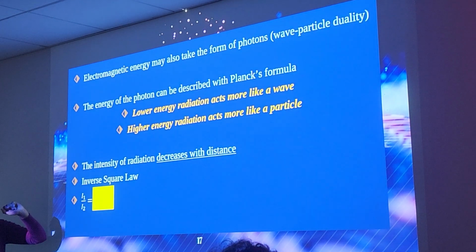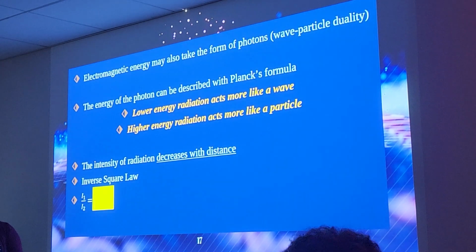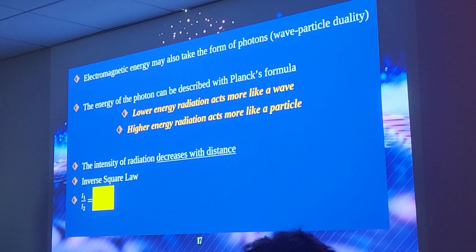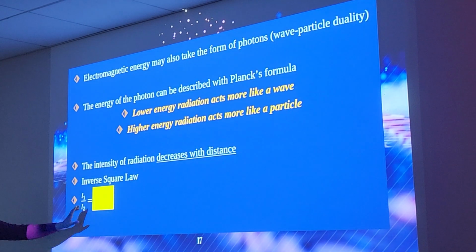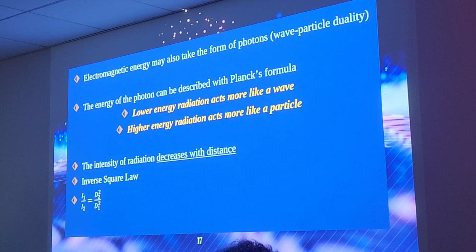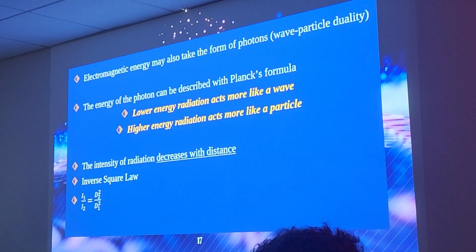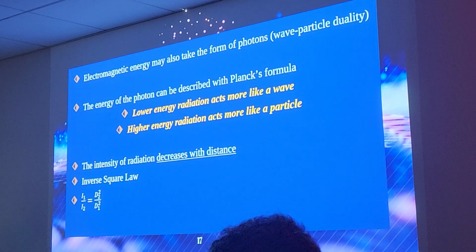And what does the inverse square law say about intensity and distance? You guys remember? The intensity is inversely proportional to the square of the distance. And what is the second part of this inverse square law? I1 over I2 equals D2 squared over D1 squared. So what that means is the intensity of radiation decreases with the distance. So the further away you are, the intensity decreases.